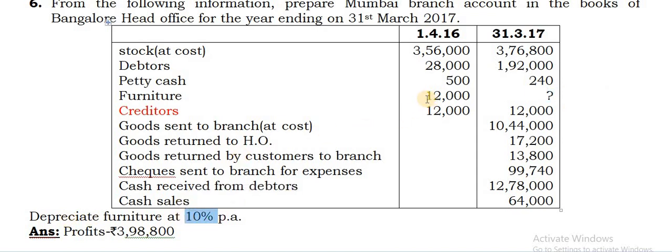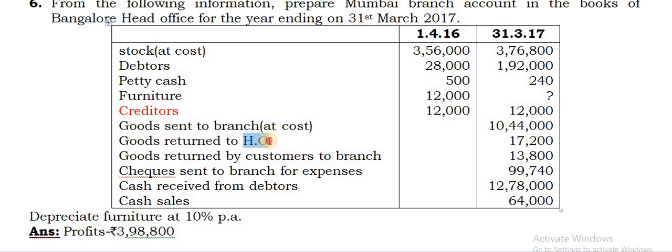So 12,000 is the furniture value given, minus 10%, and the balance you have to take as the closing value of the furniture. Then other things here, goods sent to branch can be taken on the debit side, goods returned on the credit side, goods returned by customers to the branch directly. So this also you can assume as if it is being returned by the branch to the head office only.